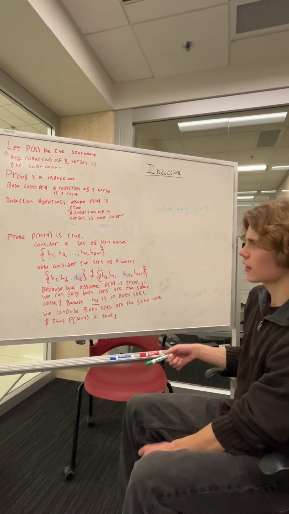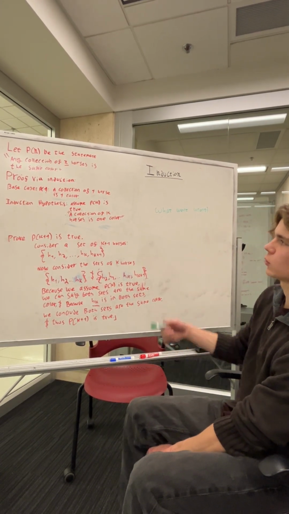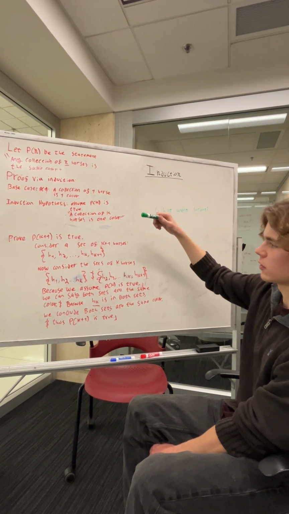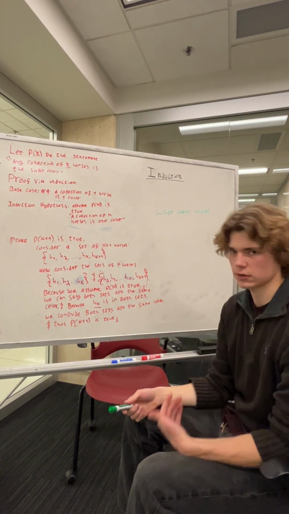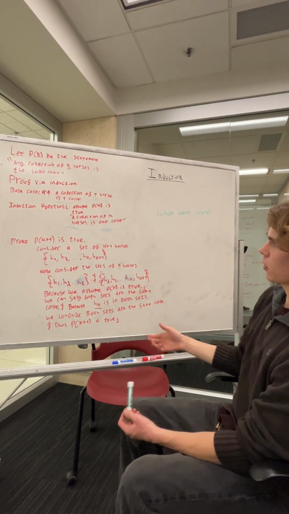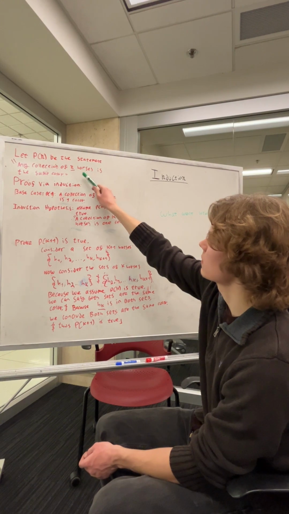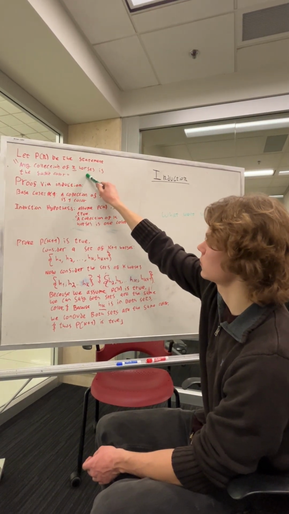And the way we're going to do that is with the standard formula for induction, which is you find a base case, an induction hypothesis, and then you prove the induction hypothesis. So to start our proof off, we're going to let P of n be the statement, any collection of n horses is the same color.